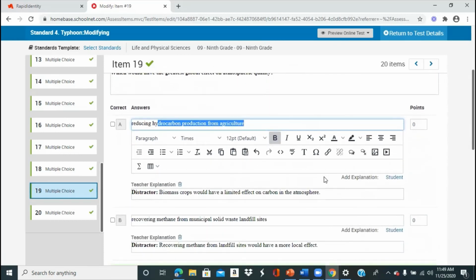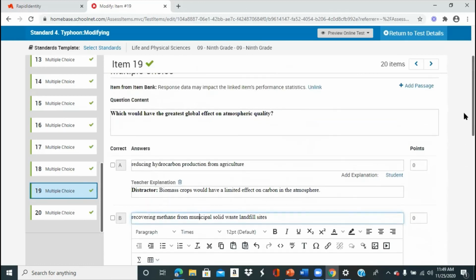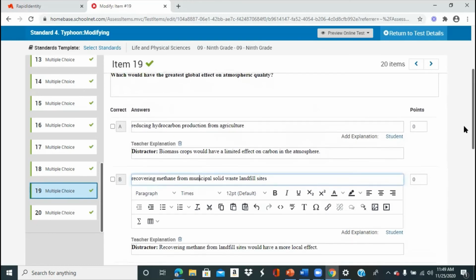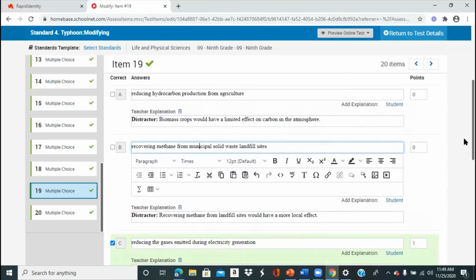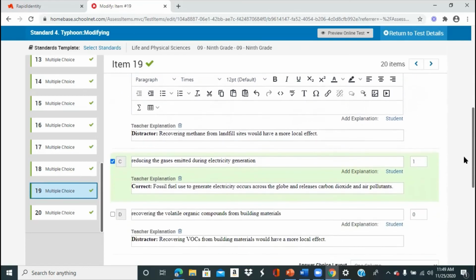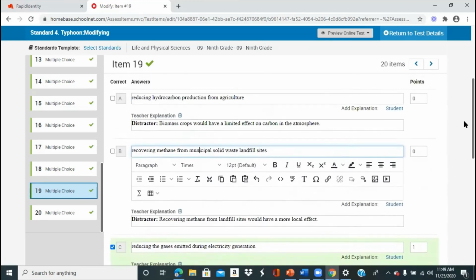We go to recovering methane from municipal solid waste landfill sites. Well, this is actually utilizing things, so recovering methane from landfill sites would have more local effect. Next, reducing the gas emitted during electricity generation. Know that fossil fuel used to generate electricity across the globe releases carbon dioxide and air pollutants. And lastly, recovering volatile compounds from building materials. VOCs from building materials would have more local effect.